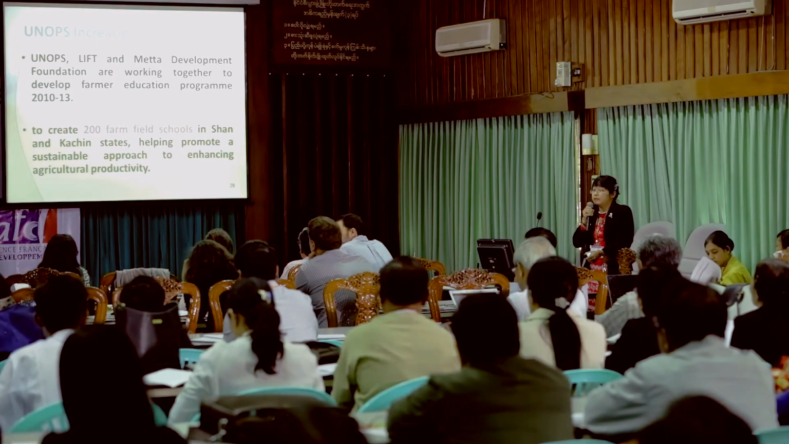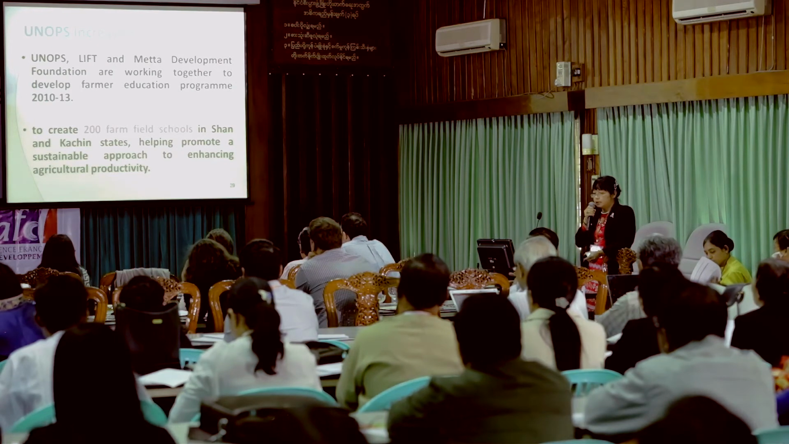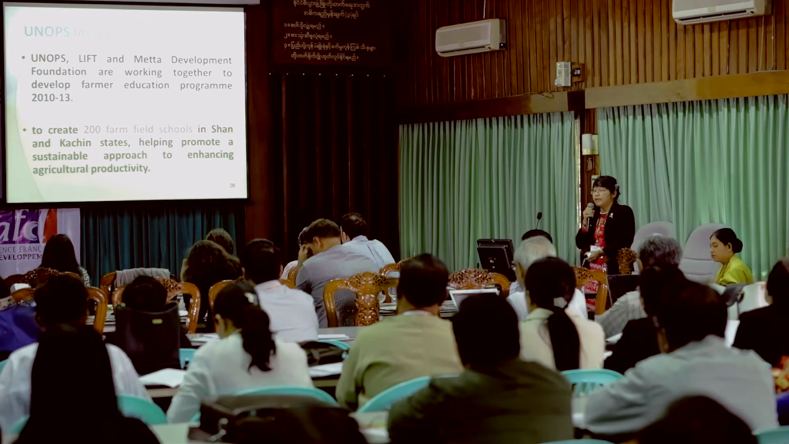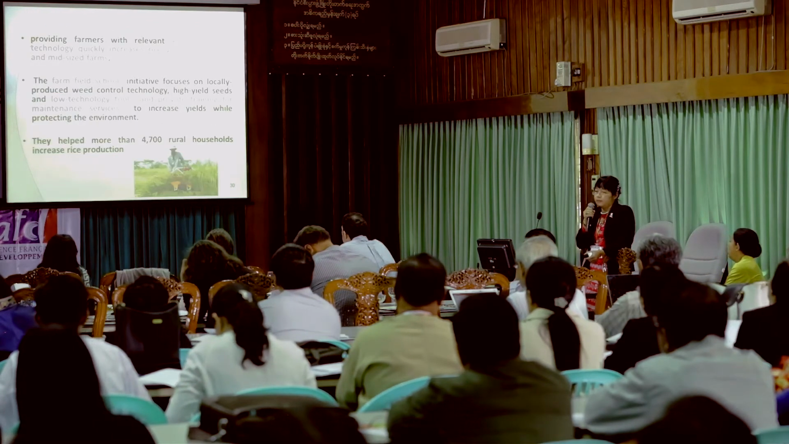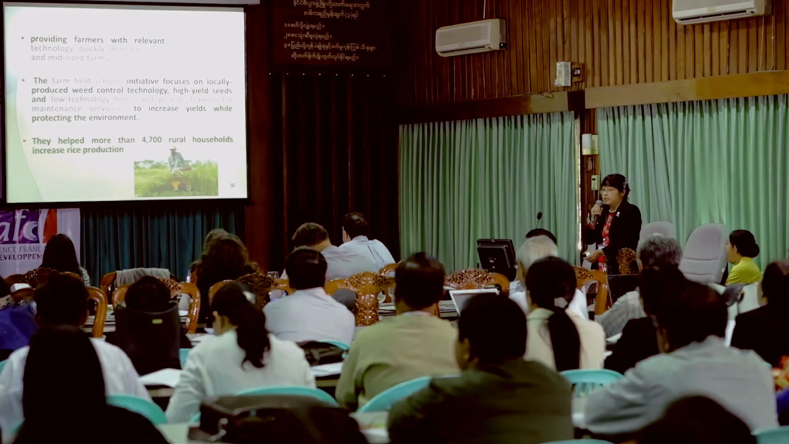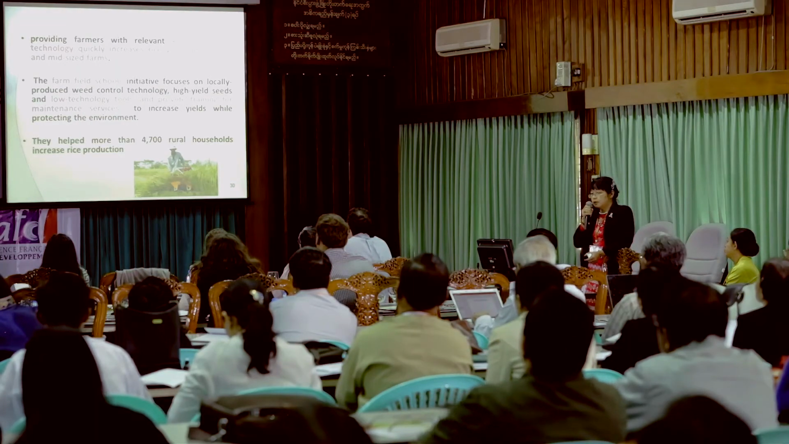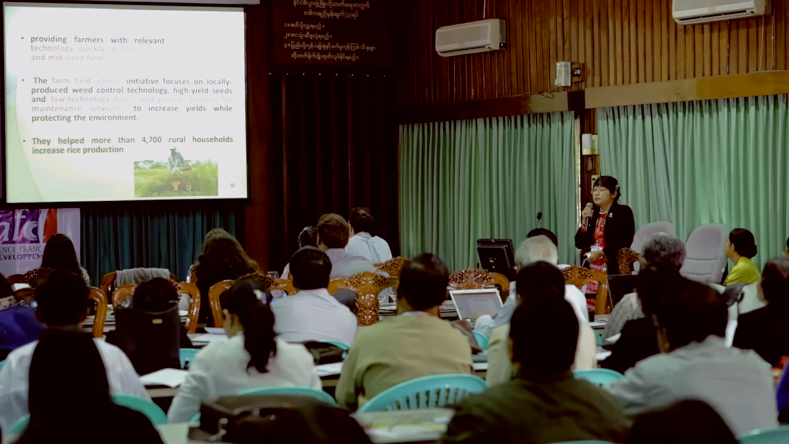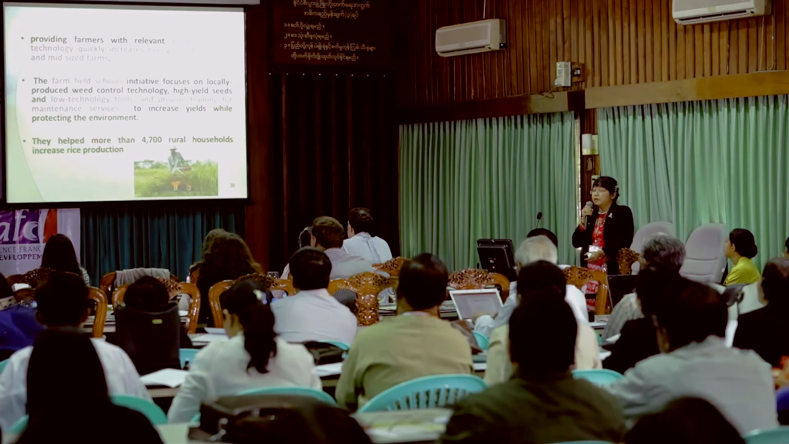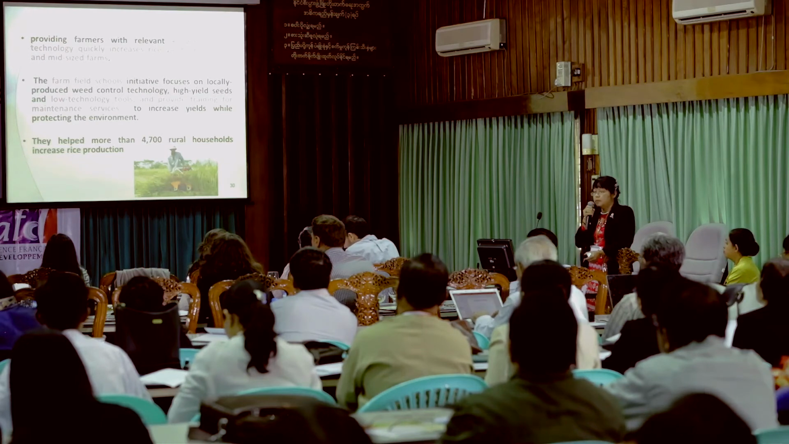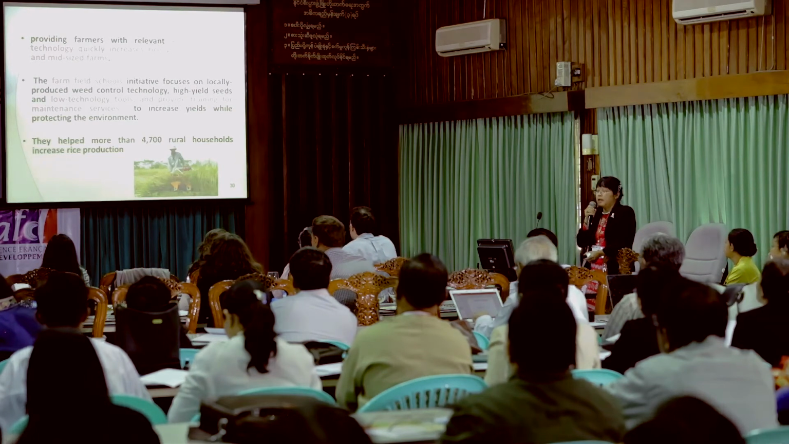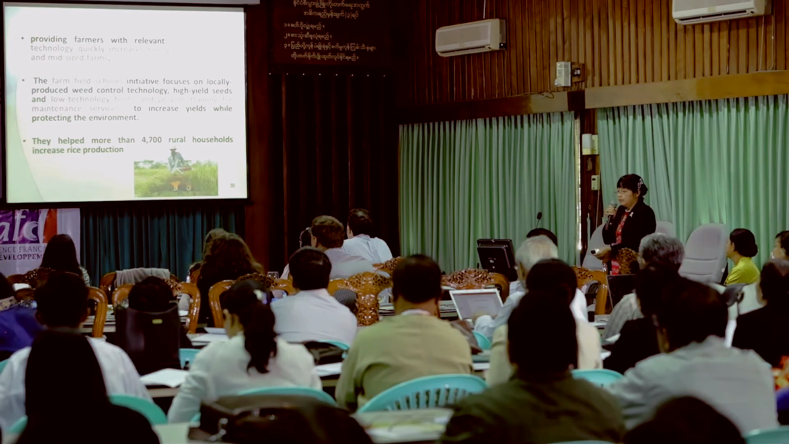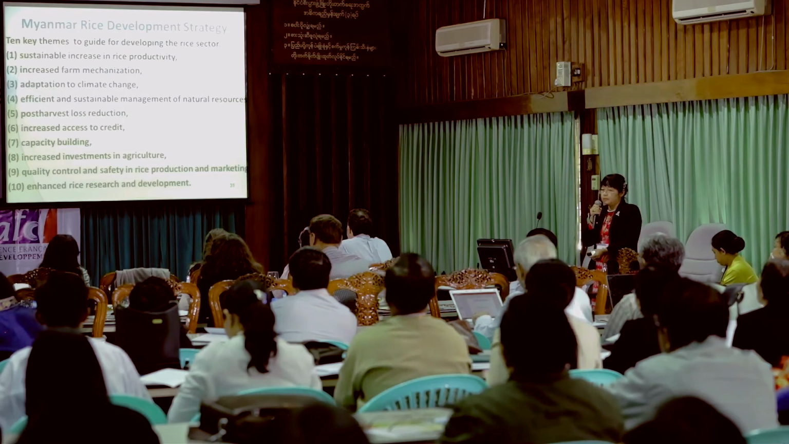To create 200 farm preschools in Shan and Kachin state, helping promote a sustainable approach to enhancing agricultural productivity, providing farmers with the relevant knowledge and technology to quickly increase rice yield from small and mid-sized farms. The farm preschool initiative focuses on locally produced weed control technology, high yielding seed and low technology tools, and providing training for maintenance services to increase yield while protecting the environment. Therefore, they have reached more than 4,700 rural households to increase rice production.